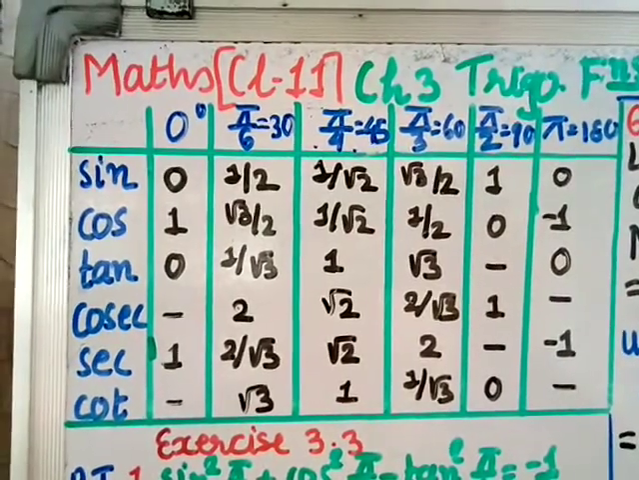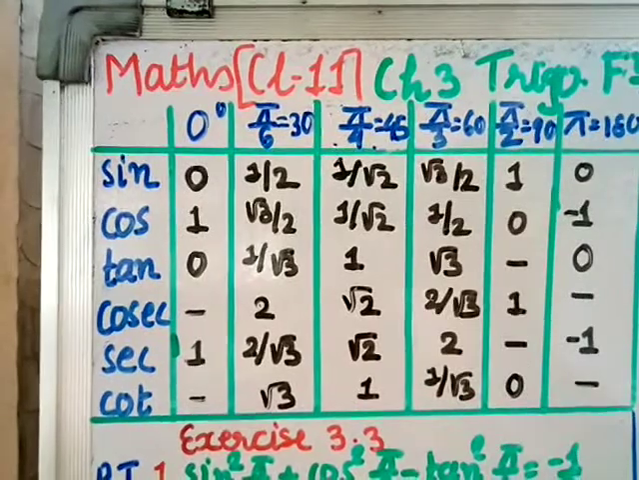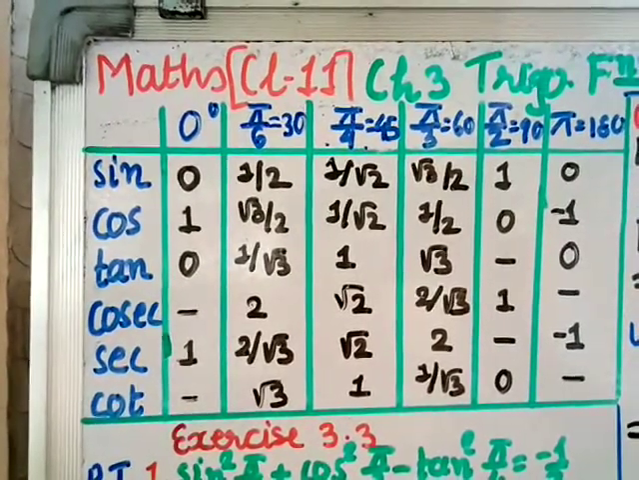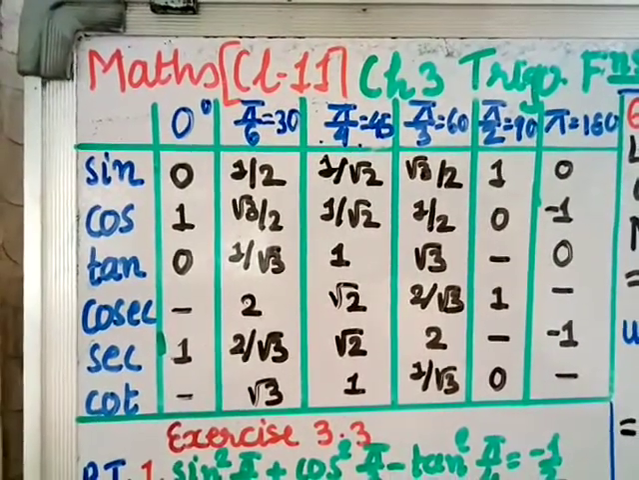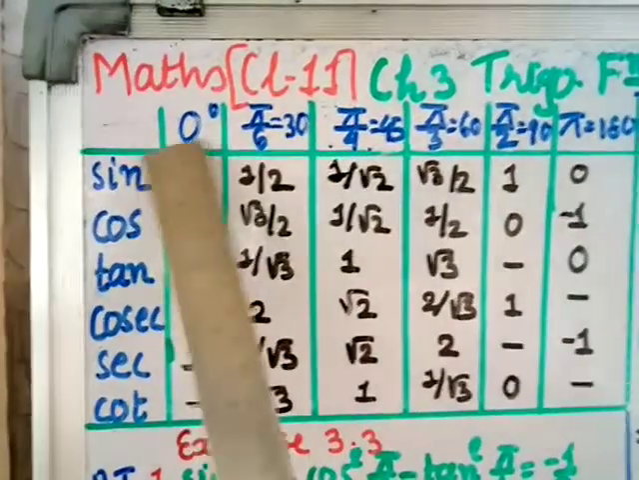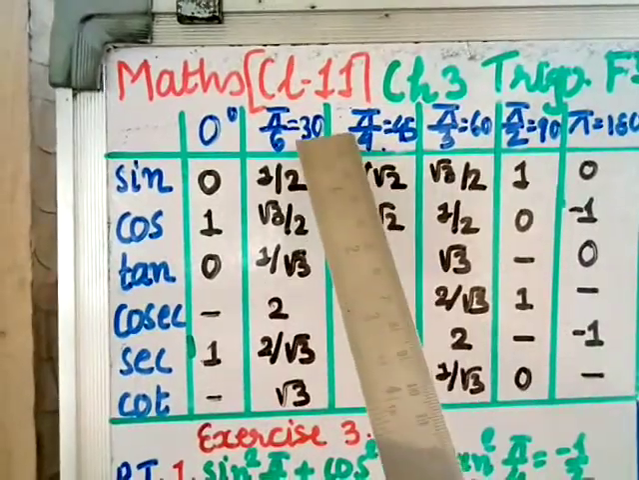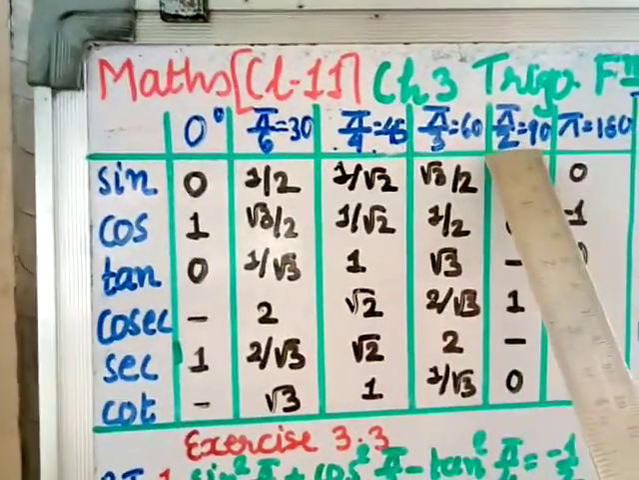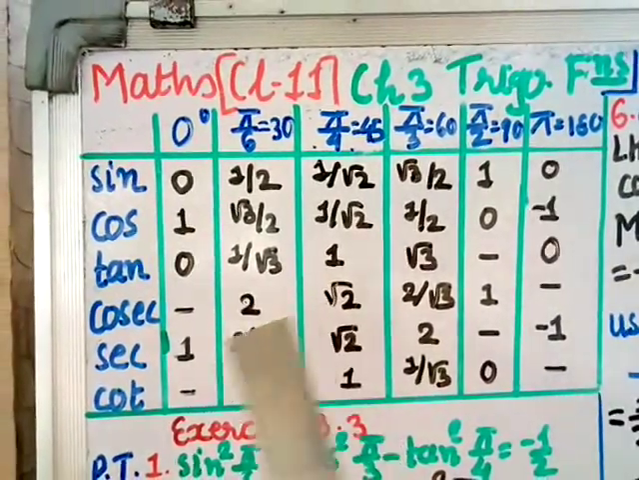These values you have studied in degree measure in class 10. Here they are the same values, but we will use them as radian values. So I'll just give you the degree measure into radian measure for the known values. So 0 degrees is 0 radian, 30 degrees is pi by 6, 45 degrees is pi by 4 radian, 60 degrees is pi by 3 radian, 90 degrees is pi by 2 radian, and 180 degrees is pi radian.